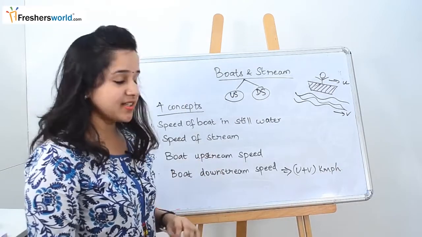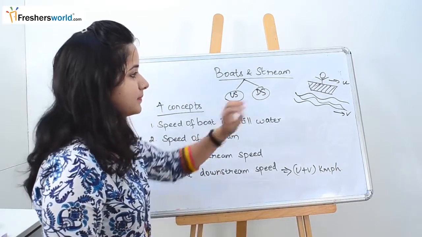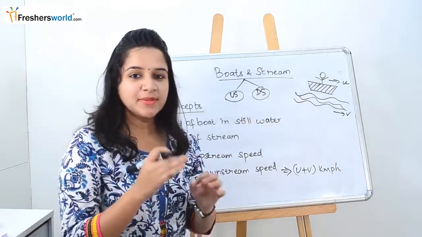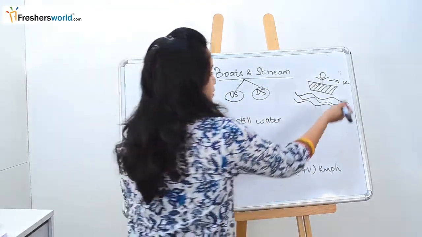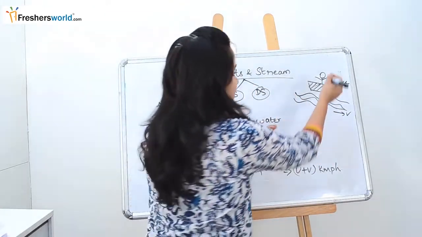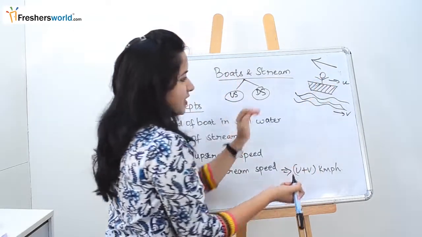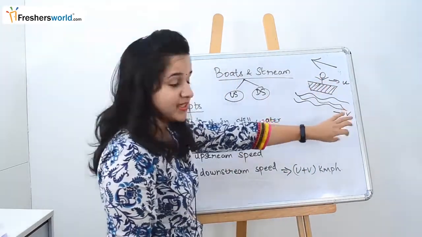Now next they are asking for the boat upstream speed. As I told you, upstream is when your boat is not going in the direction of the stream, it is going in the opposite direction. So it will be u minus v.